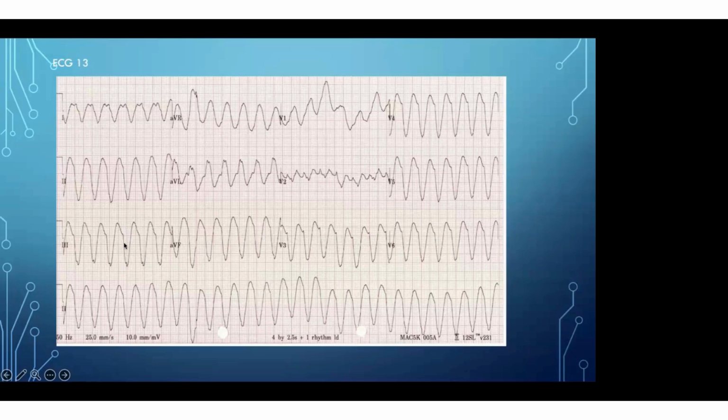So the initial part of the RS complex, this is R, this is the RS complex, will be wider, more than 100 milliseconds. That also indicates it is activated through the ventricular myocardium, not through the conduction system. So the activation front starts from the ventricle.